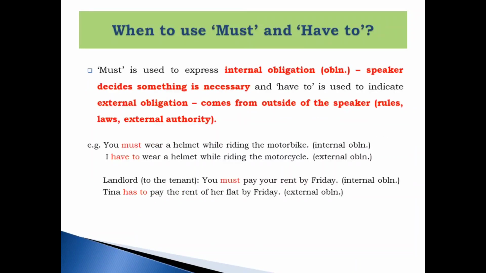When to use must and have to. Must is used to express internal obligation, which means the speaker decides something is necessary. Have to, on the other hand, is used to indicate external obligation, which means someone or something other than the speaker decides what is necessary, such as rules, laws, external authority.